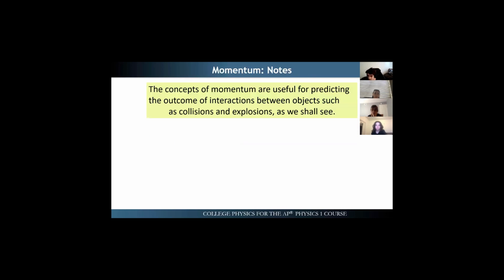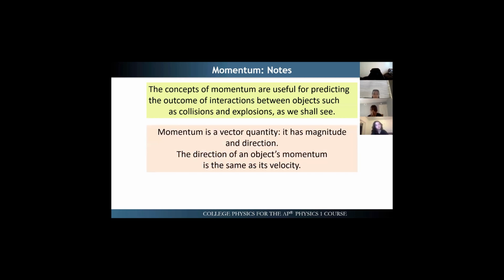All right, so let's sum it up here. The concepts of momentum are useful for predicting the outcome of interactions between objects, such as collisions and explosions, which is what we're going to focus on in the coming slides. As I mentioned earlier, momentum is a vector quantity, so it has not only magnitude, but also direction. The direction will be the same as the direction of the velocity, just like with forces, where the direction of the acceleration is the same as the direction of the force. In momentum, the direction of the velocity is the same as the direction of the momentum.